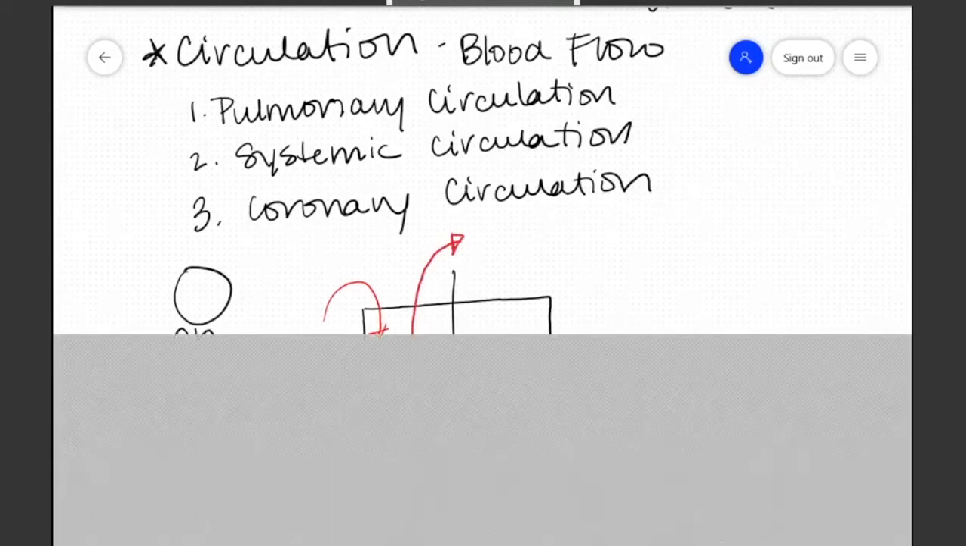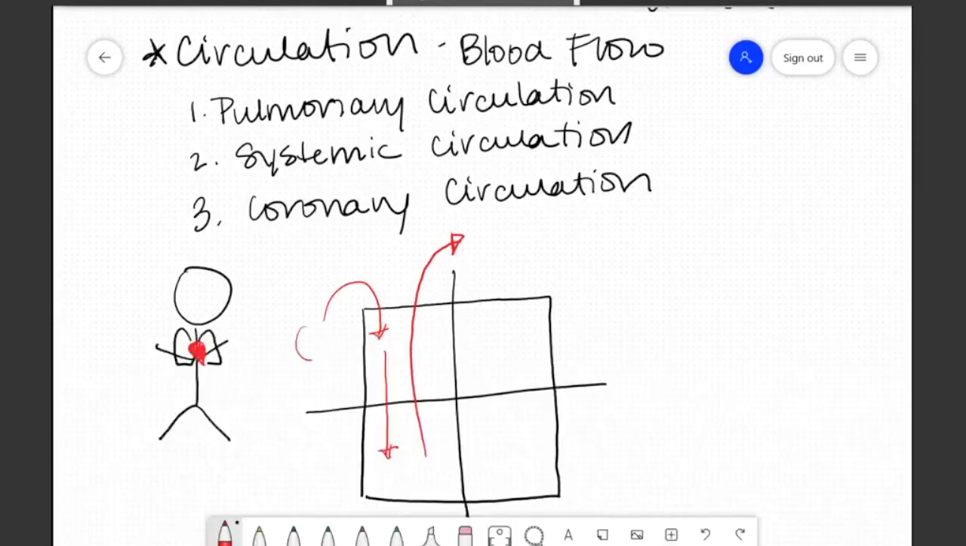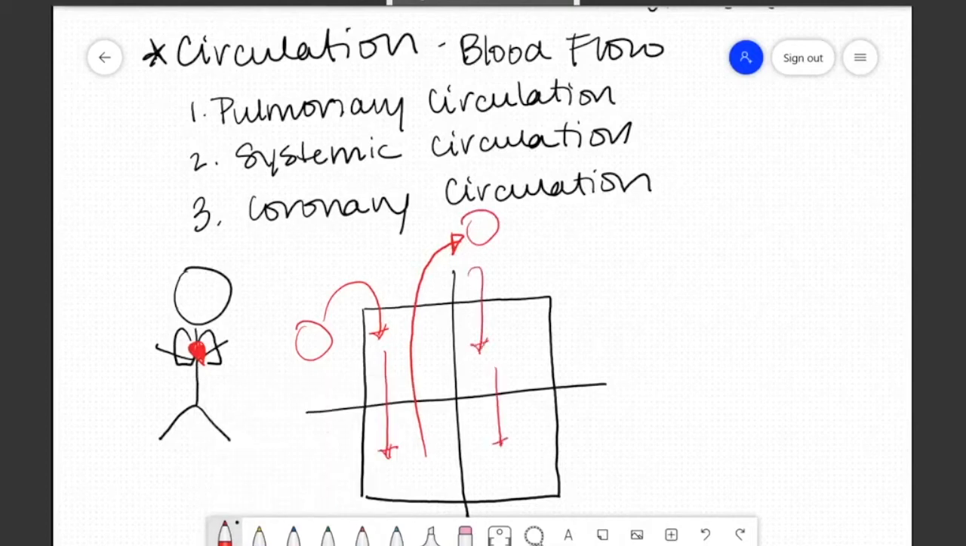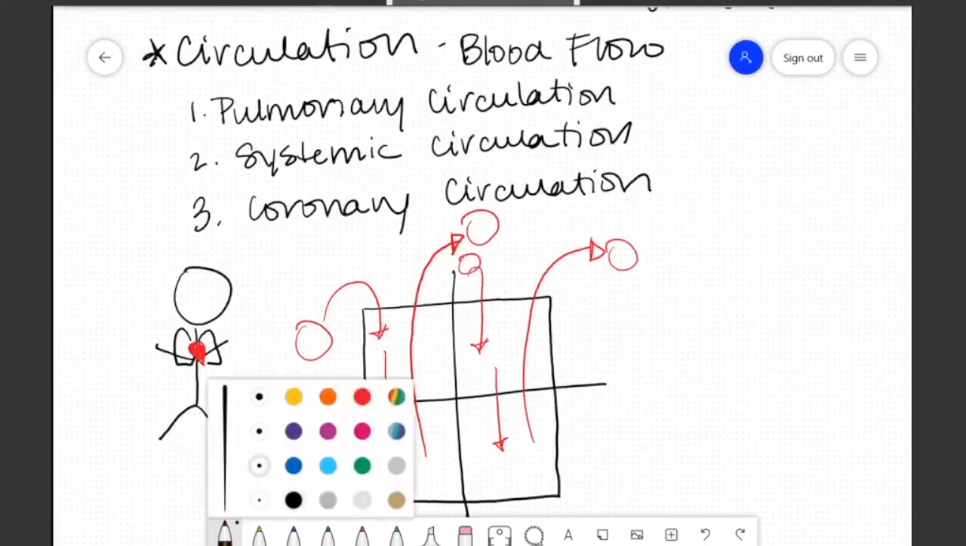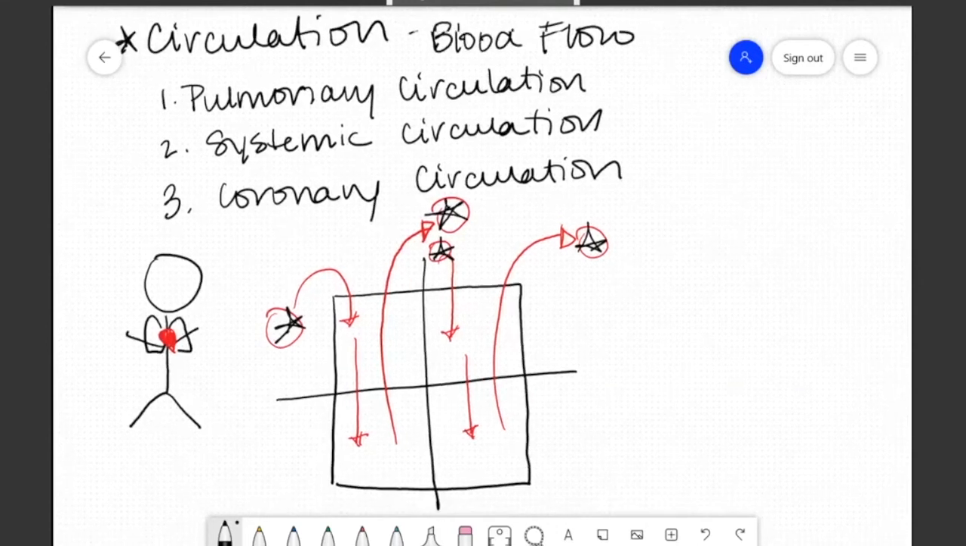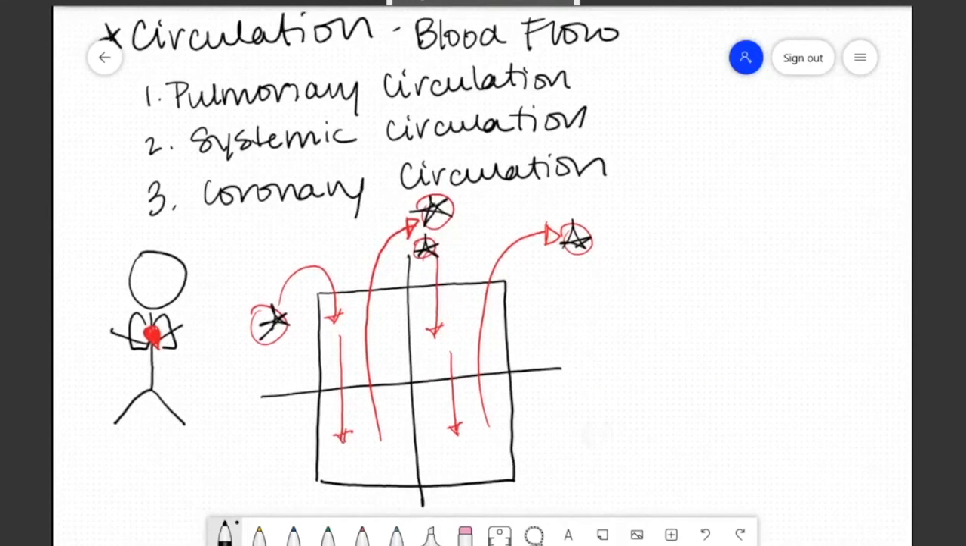What we haven't talked about is what happens here and here. And also it comes in, it goes down, it goes out. Where does this come from and where does this come from? Those are the areas that we're talking about. So we've got this and this path, this path, and this path. Those are the circulation paths we're talking about. So first we're going to do the pulmonary circulation.